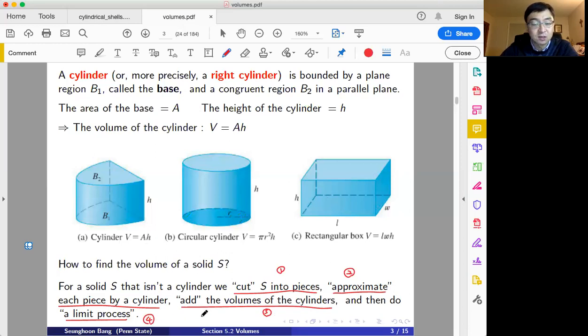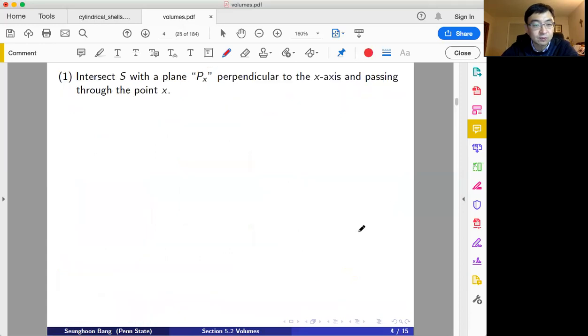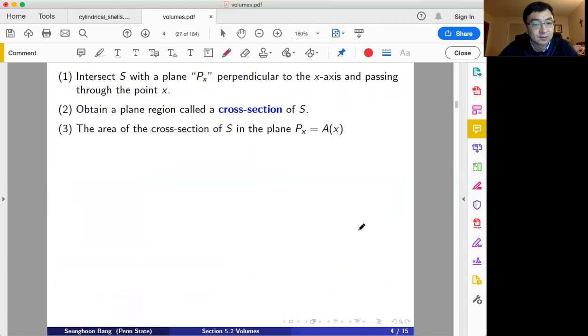We use these methods. First, intersect the solid S with a plane Px, perpendicular to the x-axis and passing through the point x. We obtain a plane region called a cross-section of S. The area of the cross-section of S in the plane Px is A(x).